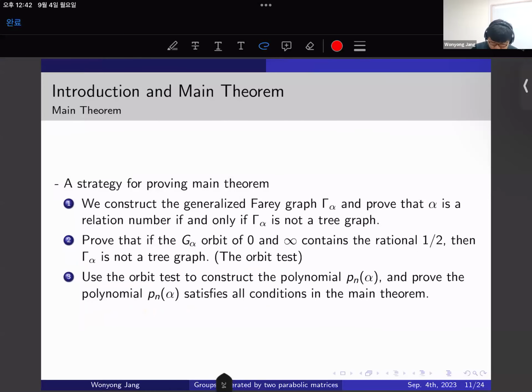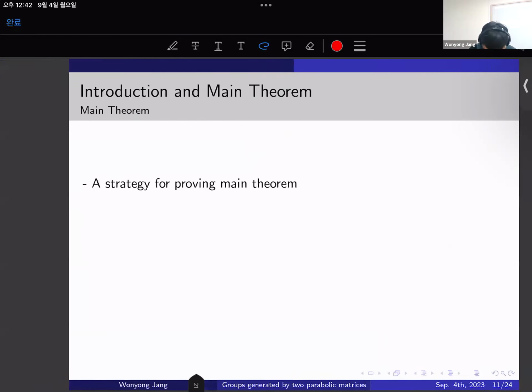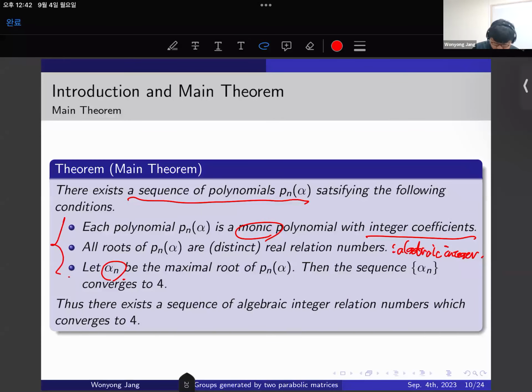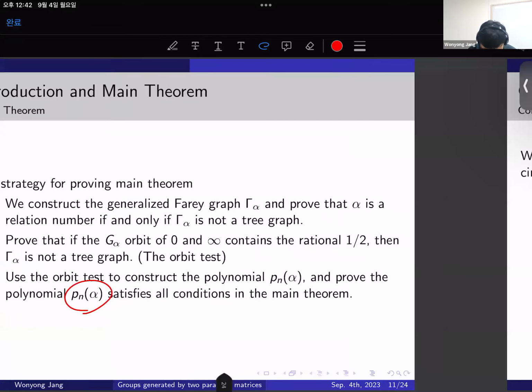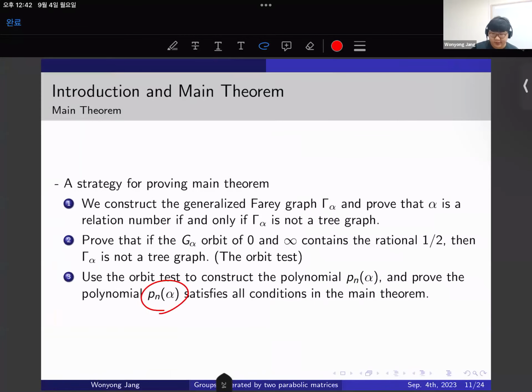And we use part 2, the orbit test, to make the polynomial P and alpha, and we show that now the polynomial P and alpha satisfy all conditions in our main theorem. And so I will briefly recall the conditions. We'll check P and alpha satisfy these three conditions.